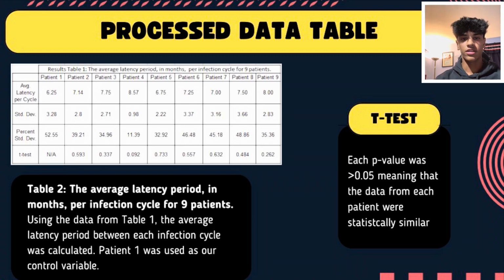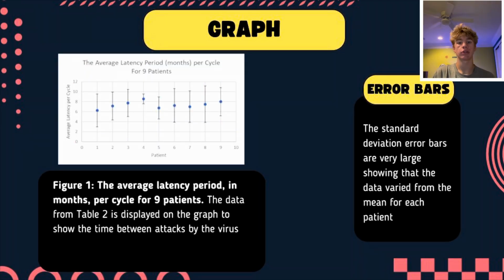Each p-value for the t-test was greater than 0.05, meaning that the data from each patient were statistically similar. This shows that the latency period for each patient and the amount of latency periods was statistically similar and pretty close to each other. Virus progression by Asim, Caleb, and Braden.